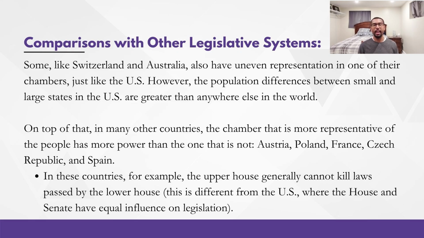Austria, Poland, France, Czech Republic, and Spain. In these countries, for example, the upper house generally cannot kill laws passed by the lower house. This is different from the US, where the House and Senate have equal influence on legislation. This is critical to remember because imagine having more senators from small states than large states slow down or block progress. Again, this goes back to the population issue, where a small number of people overrule the large number of people. Let's look at another example.